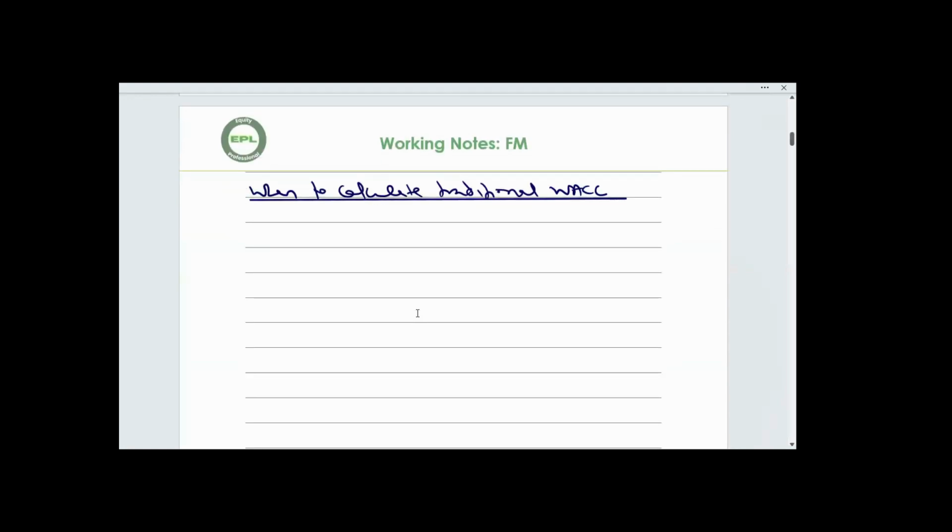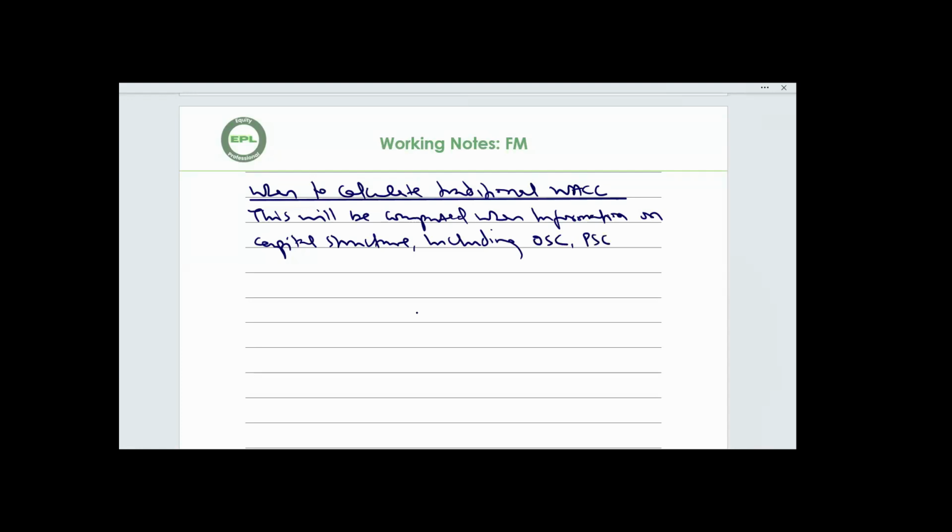Okay, then. Now, this will be computed when information on capital structure, including ordinary share capital, preference share capital, or debt capital and their underlying costs are given.